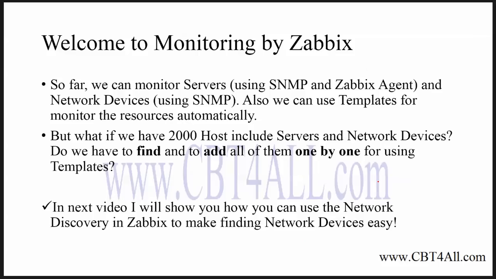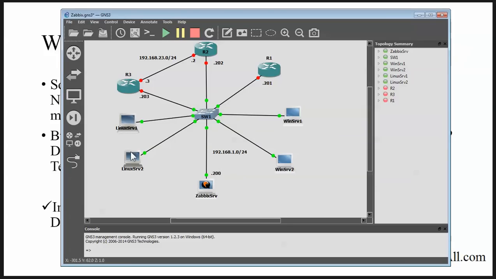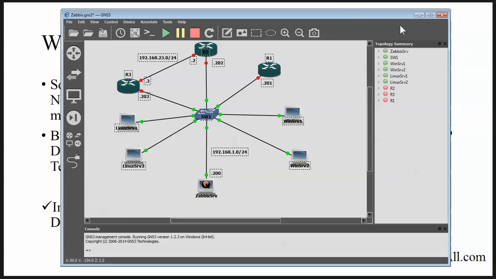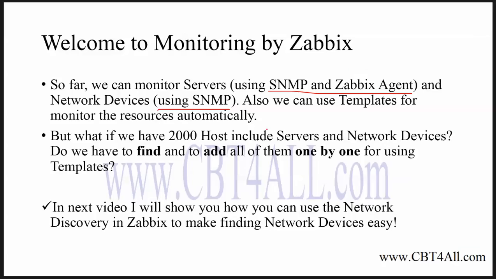Okay, so far we can monitor servers by using SNMP and Zabbix Agent, of course. And we can monitor network devices like routers and switches by using SNMP. Also, we can use templates for monitoring the resources of these network devices, but we have to find them as I've done, this one, this one, this one, this one. Find them first and add them manually one by one to the Zabbix server. What does it mean? If we have, I don't know, 2000 hosts, including servers and network devices, is it possible for us to find them one by one and add them to the Zabbix server?